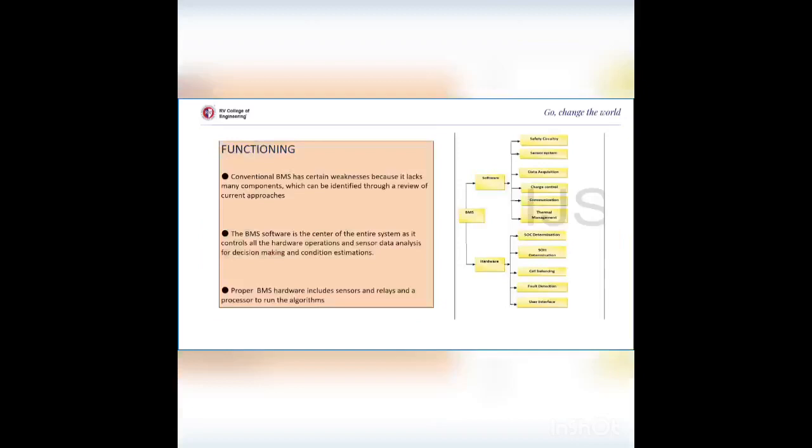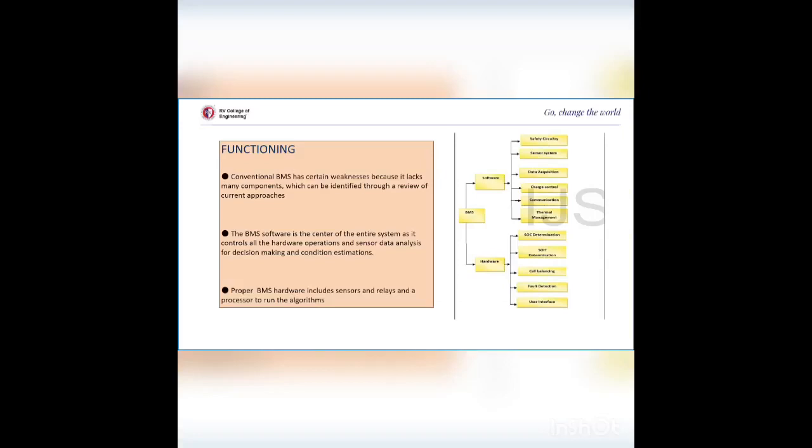A battery management system functions on various levels, such as software and hardware. In software, we have safety circuitry, sensor systems, and data acquisition. We have to control the charge, maintain the communication, and manage the thermal properties of the battery. In hardware, we need to determine state of charge, determine state of health, balance the cells, detect faults, and there should be a proper user interface, in the form of microcontrollers, processors and various sensors.